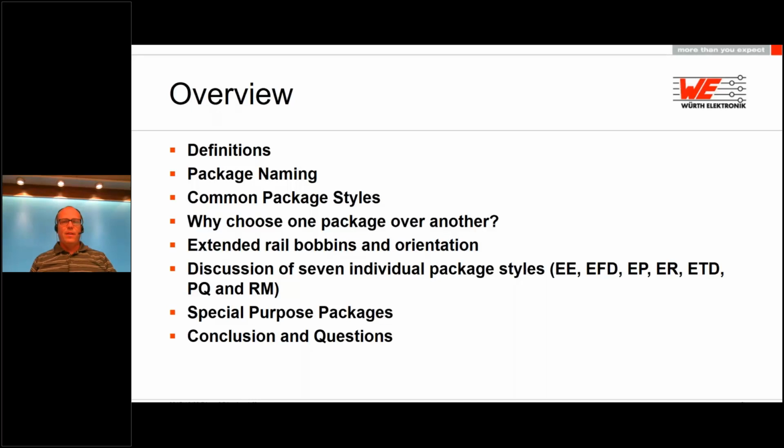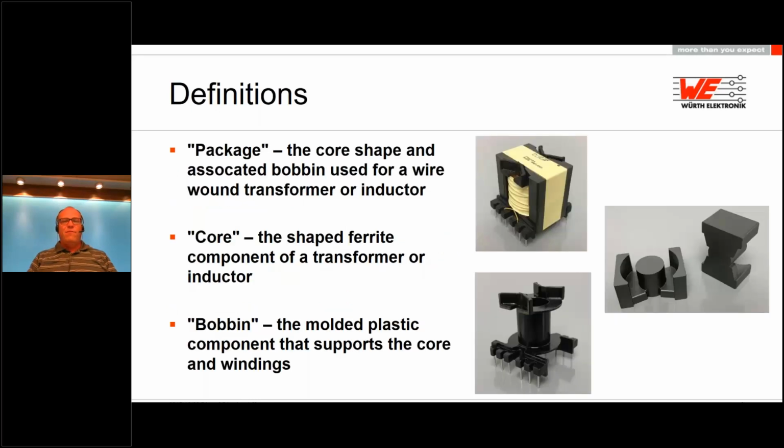So here we go. All right, first off, start by defining a few basic terms. Probably most listeners will be familiar with these terms, but we'll go through them anyway. So the core is the shaped ferrite component whose job is to contain the magnetic flux. Here, this over here is the core shape. The bobbin, which is down here, is the molded plastic component that supports the windings and holds the core in place. And then together, these two define what we call the package. And this here shows a completed transformer.